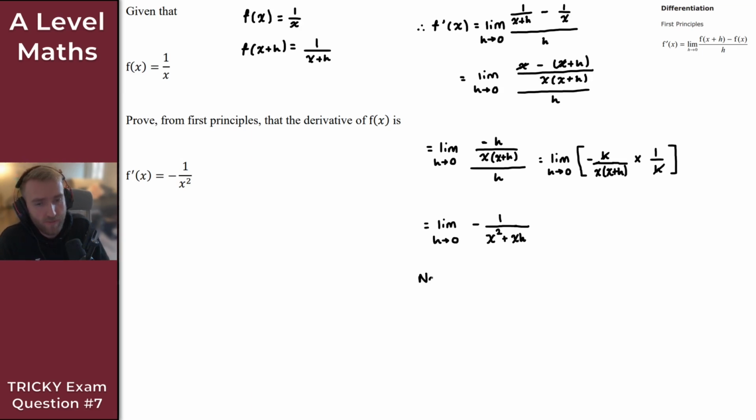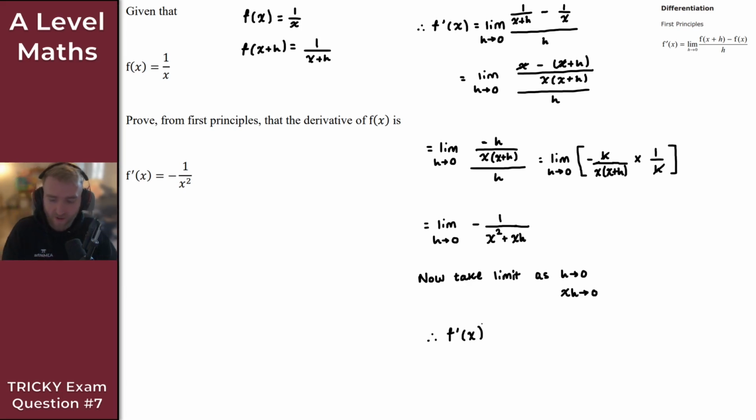So now take the limit as h tends to 0. So obviously there's no h's here with the x squared, so nothing will happen to that. But for the xh here, if h tends to 0, so in other words, h gets really, really small, then xh will just become 0, right? Again, that will become really, really small. So as h tends to 0, xh also tends to 0, right? And what I get left with then is f prime of x.